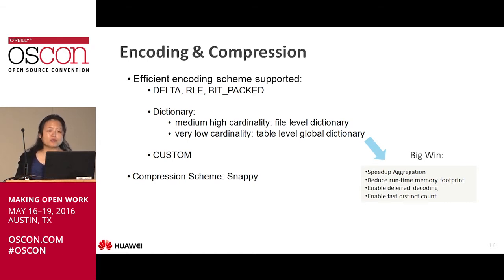Besides the dictionary, we also support custom encoding schemes. So you can supply your own encoding schemes. For compression scheme, right now we support Snappy. We are planning to extend to other encoding and compression schemes in the future. So with the combination of good encoding and compression schemes, we can achieve a pretty good compression ratio as a file format.